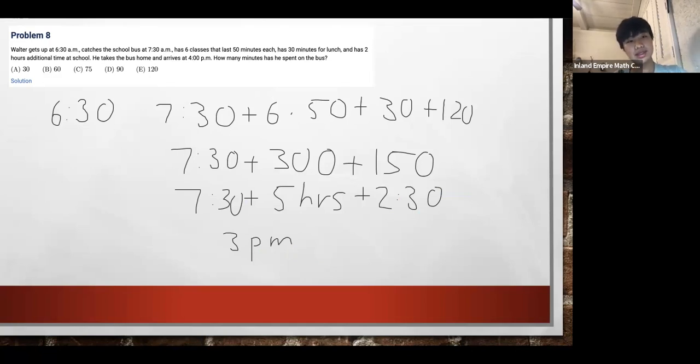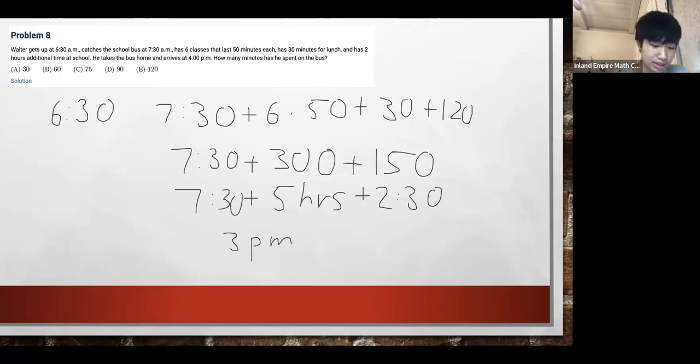Sorry, it is B because he finishes school at 3 p.m. and he takes the bus home to arrive at 4 p.m. So obviously, because he finishes school at 3, takes the bus home and arrives at 4, that means there's a 1 hour difference, meaning that the answer is in fact 60 minutes since it was 1 hour.